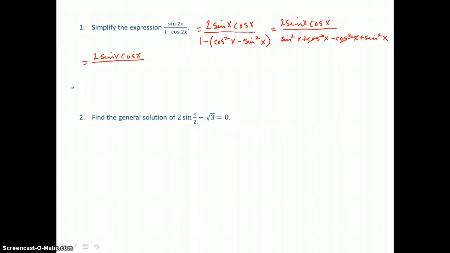Then I have 1 sine squared x plus 1 sine squared x. That's 2 sine squared x altogether. And now I can cancel that factor of 2 top and bottom. I can also cancel a factor of sine x top and bottom, so I'm left with cosine x over sine x. And using the cotangent identity, I can replace that with cotangent x. So that expression simplifies to just cotangent x.